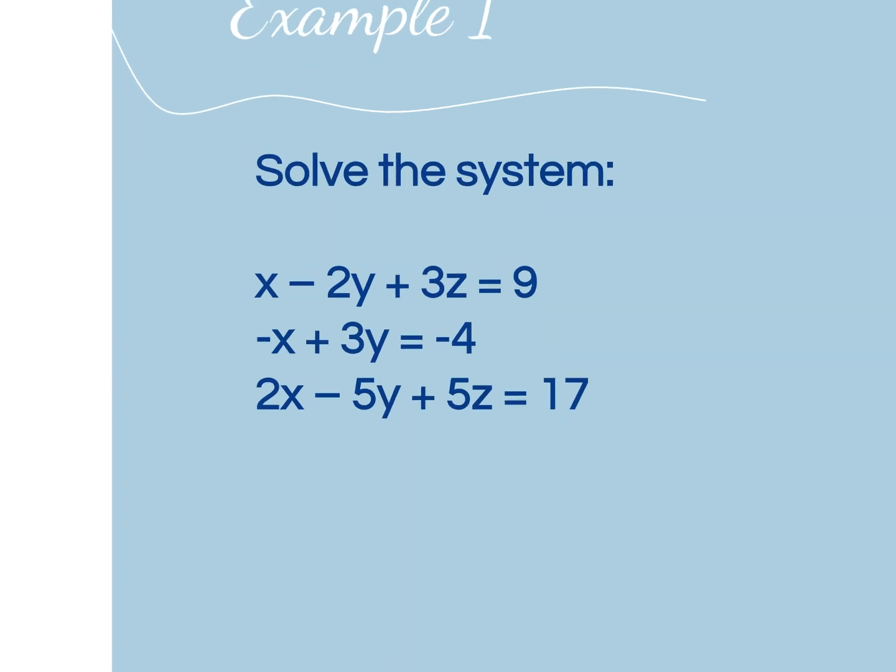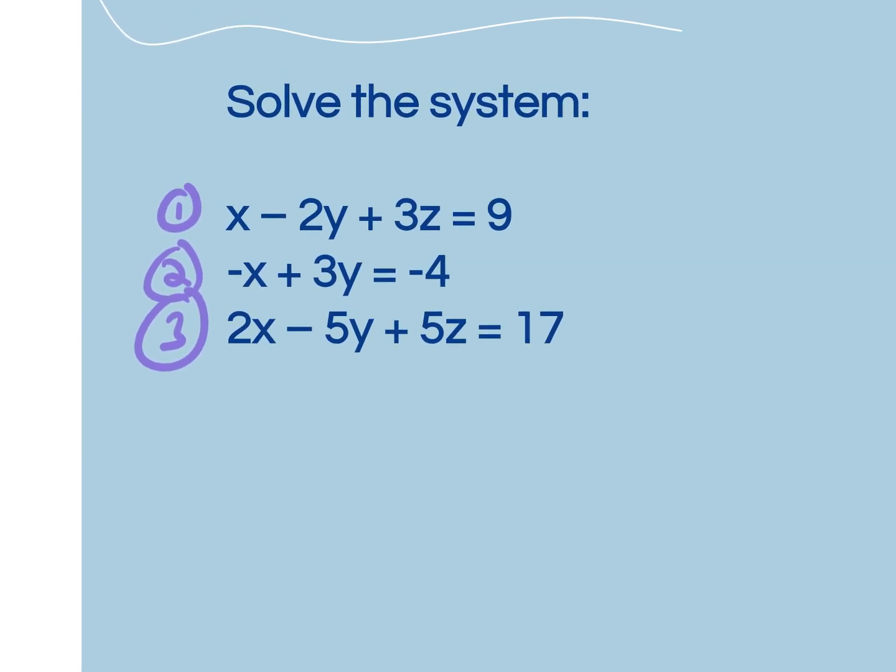The first thing I like to do is number the equations, so I'm going to number them 1, 2, and 3. Then I quickly glance at the system. We see three equations, three variables. Which letter, x, y, or z, looks like it would be the easiest to eliminate? I would say x. Some people said z just because of the second equation.